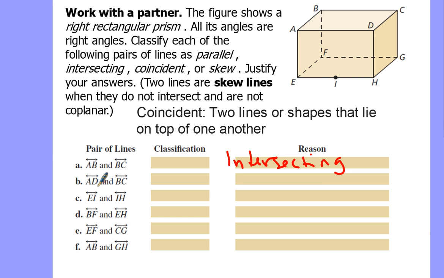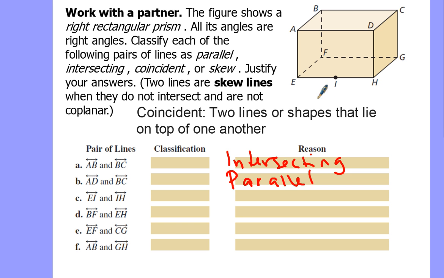Let's take a look at our next pair, AD and BC. Well, the key takeaway here is obviously that they do not intersect, but specifically speaking, they are on the same plane. So AD and BC would be considered parallel because they are on the same plane and don't intersect.